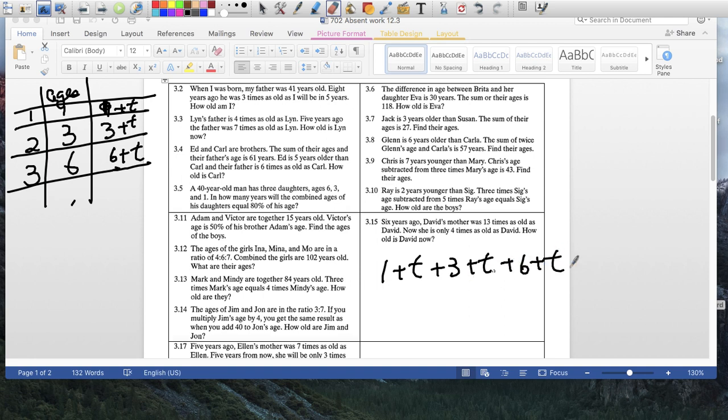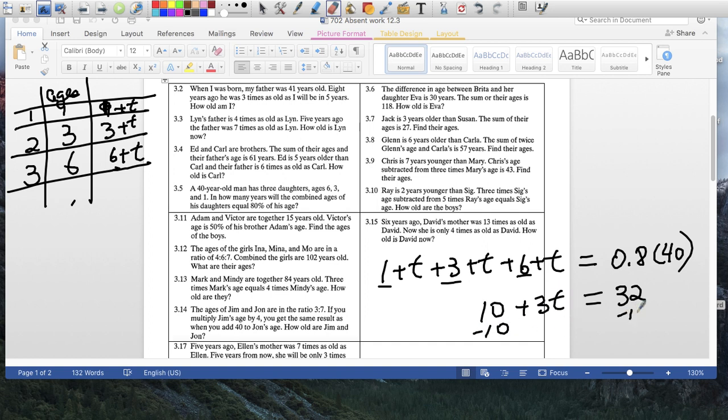When will their ages equal 80% of his age? And we're going to go 0.8 of 40. When will that equal that? 80% of 40 is 32, so we can write that like this. This is 1 plus 3 plus 6, which is 10, and t plus t plus t is 3t. We're going to do minus 10 here, minus 10 here, and 3t is going to be equal to 22.